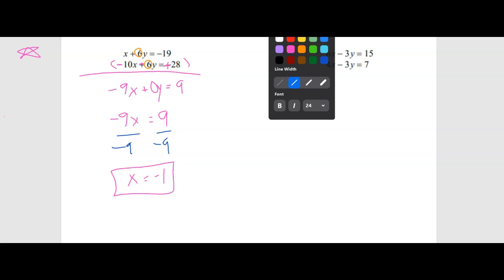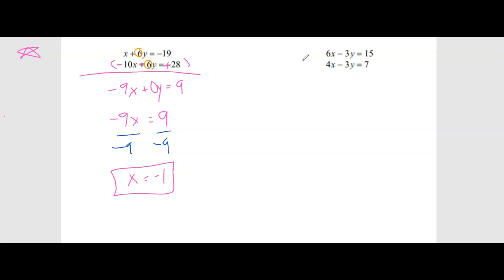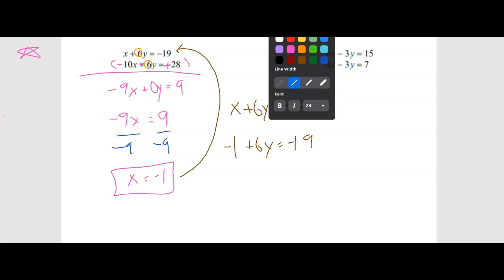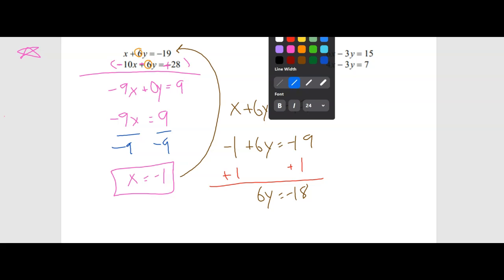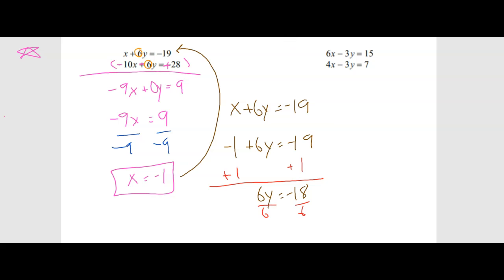Don't forget your last step. Got to take this x is equal to negative 1, substitute it back into one of these equations. Again, I'll just go with the first one, but you could do either one. I know that x is equal to negative 1. So let's add 1 to both sides. That'll give me 6y is equal to negative 18. Divide by 6, and we will get y is equal to negative 3.